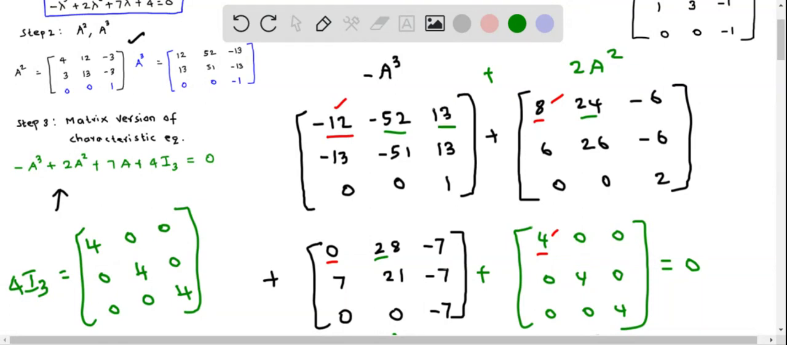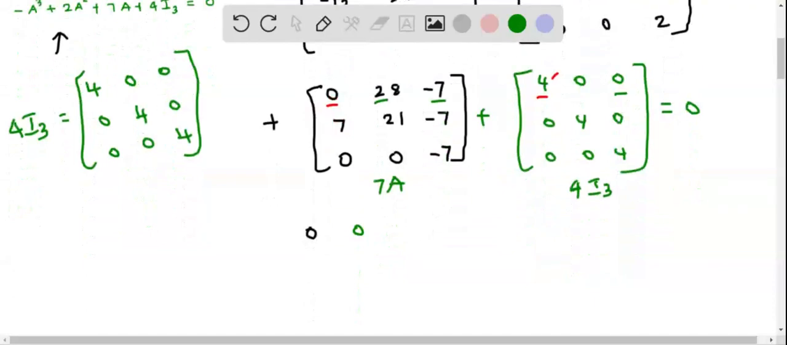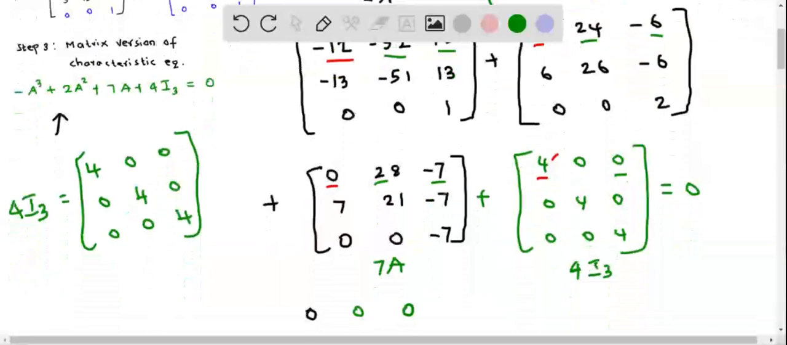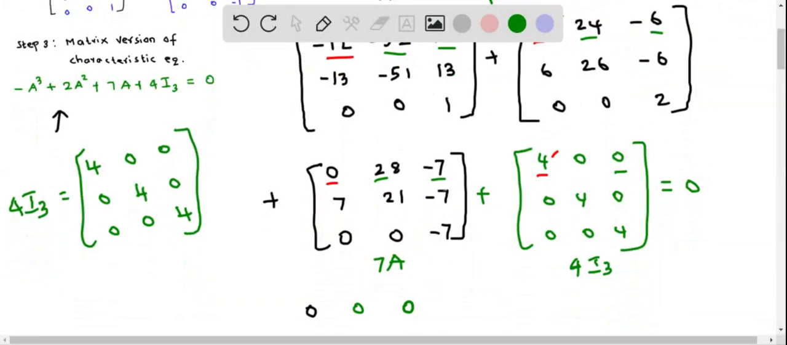This is 13, this is negative 6, negative 7, and here it is 0. Negative 7, negative 6 is negative 13, and this is 13. So this becomes 0. Similarly, when we add the other elements, we get this is 6, 7, 13, negative 13, 0, and also 26 plus 21 is 47, so we have negative 51, 0, and then negative 6, negative 7 is negative 13. We have positive 13 here, which is also 0.